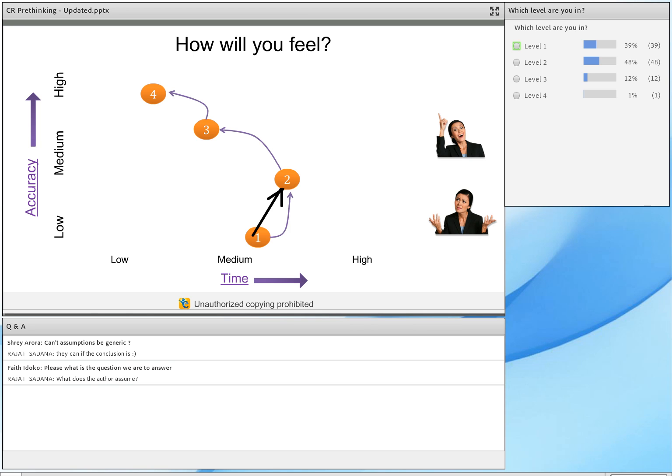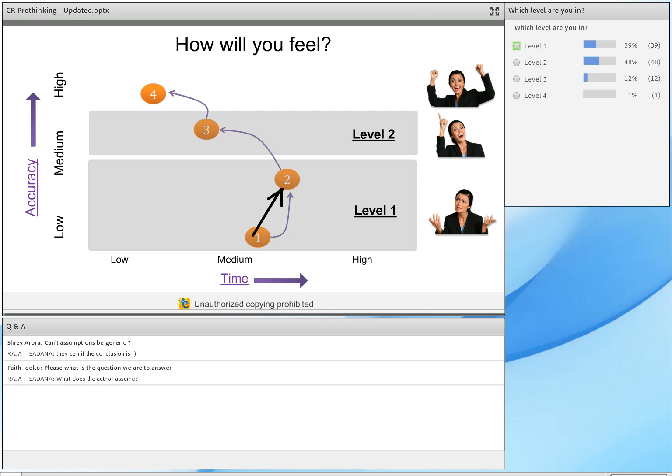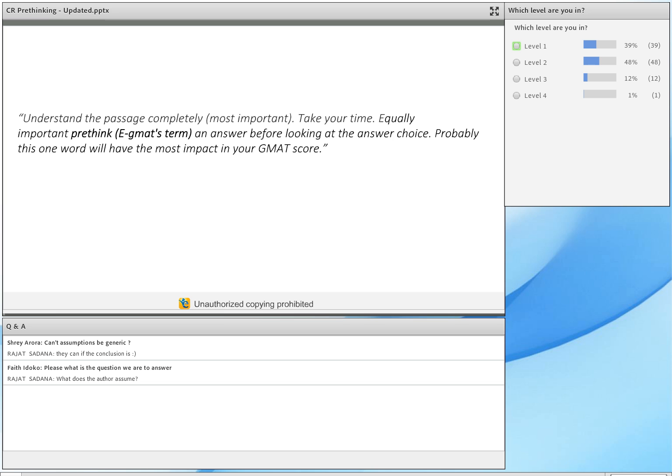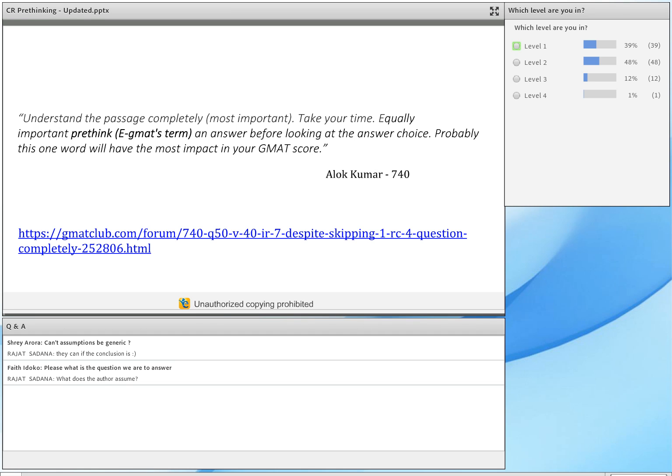All right. With that, we have 3 other arguments using this approach, and we're going to solve one. But really, let's see what people have said. Here's a quote. It says, understand the passage completely. Take your time. Equally important, pre-think and answer before looking at the answer choices. Probably this one word will have the most impact on your GMAT score.